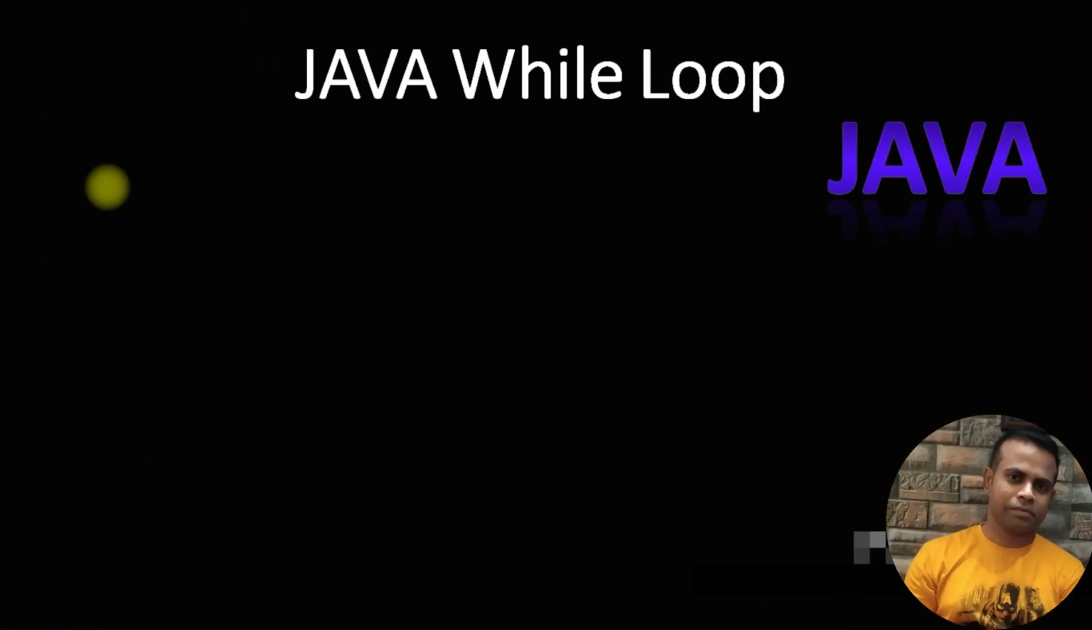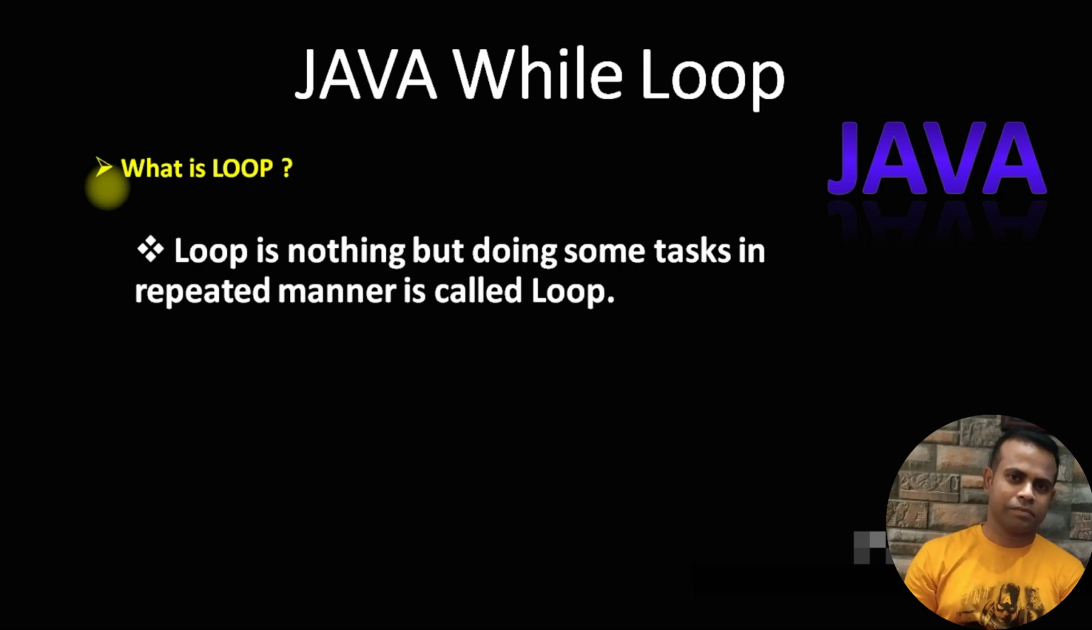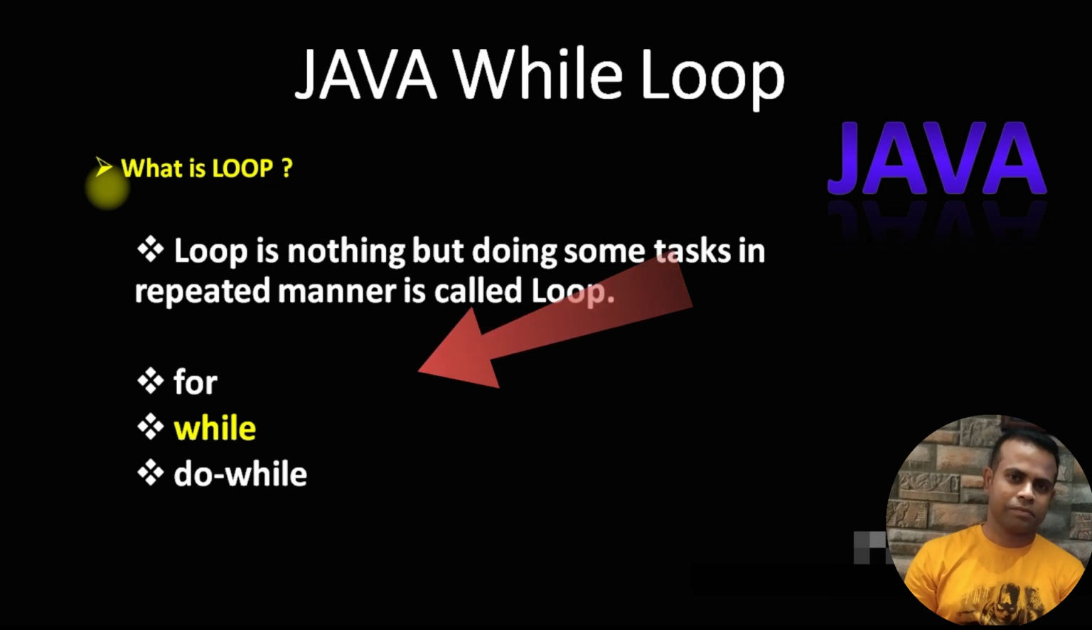Today we will learn the while loop in Java. Before going to the syntax or program, first understand what a loop is. In our for loop class, we already understood that a loop is nothing but doing some tasks in a repetitive manner. In Java, there are three types of loops available: for loop, while loop, and do while loop. Today we will learn the while loop.